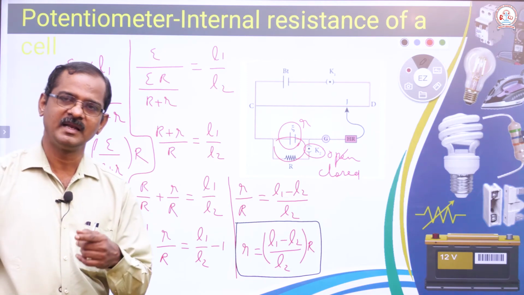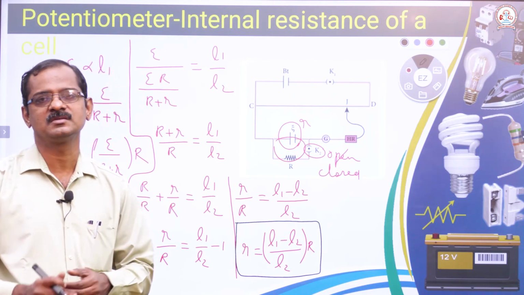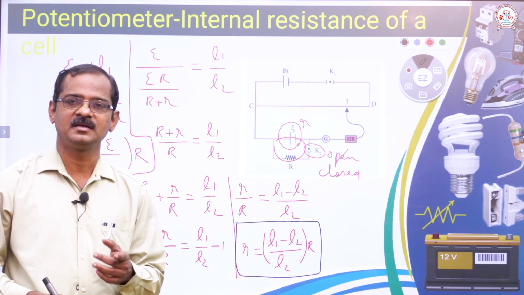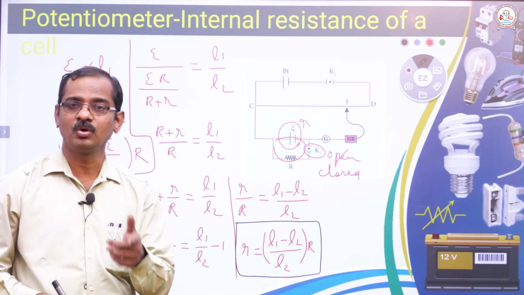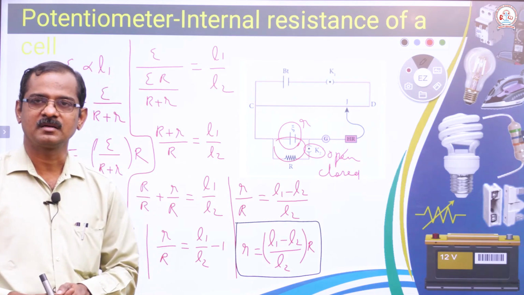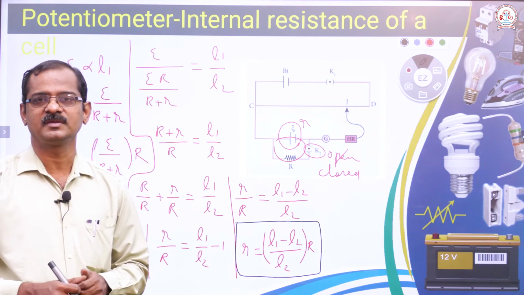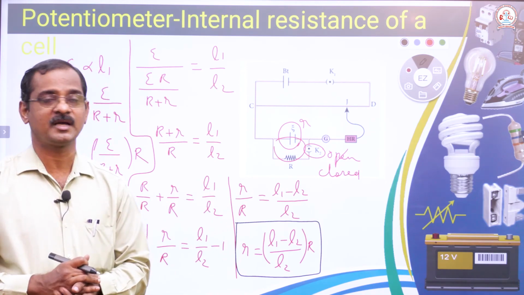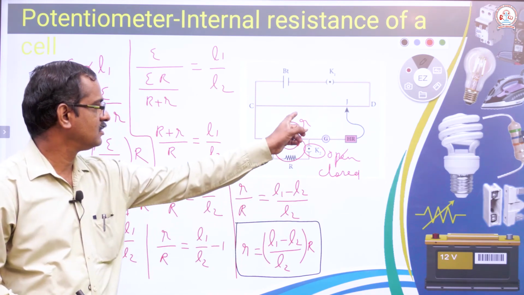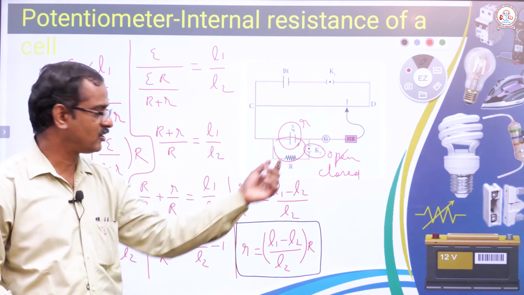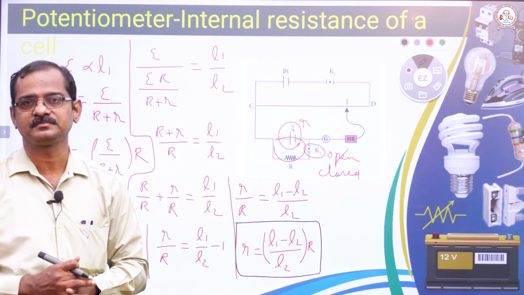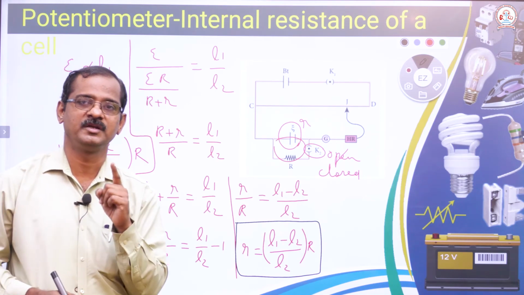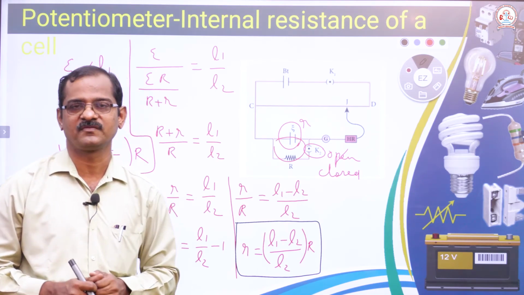L1 is the balancing length when key 2 is open. L2 is the balancing length when key 2 is closed. Capital R is the external resistance value that can be fixed. Then small r can be calculated using this. When you are getting the zero deflection, we have to adjust the value of the resistance. Just recall there is another equation we discussed to calculate internal resistance of a cell.